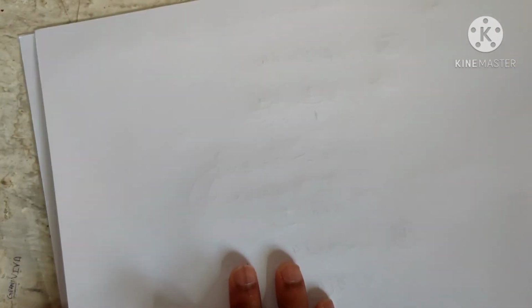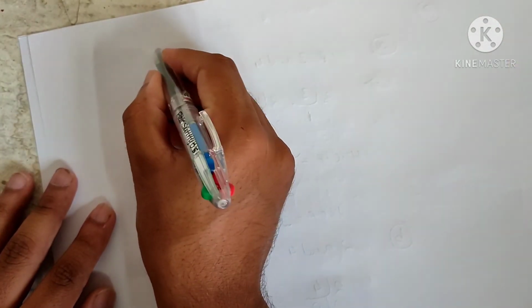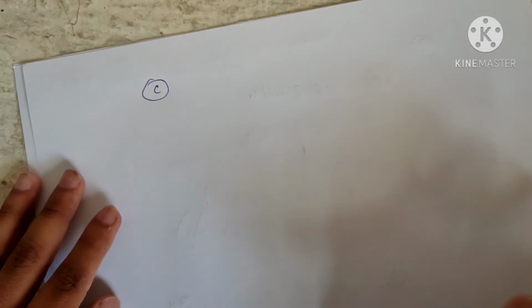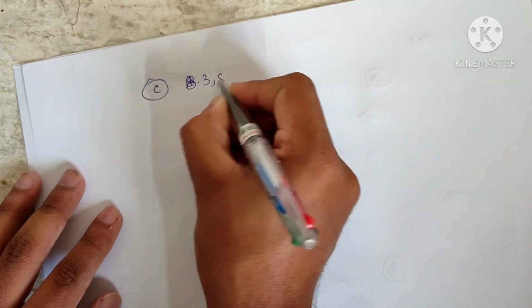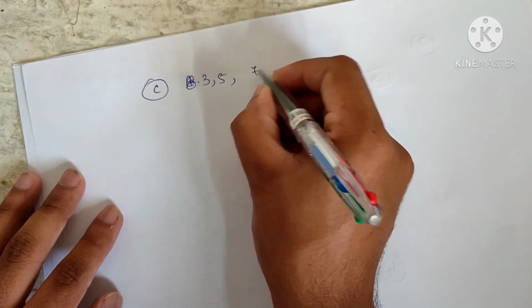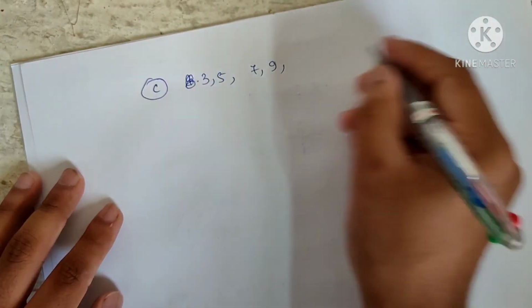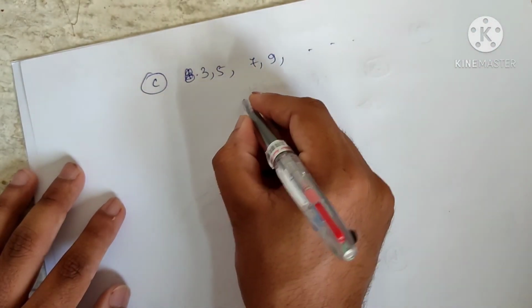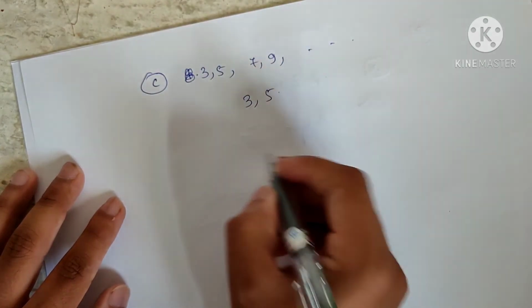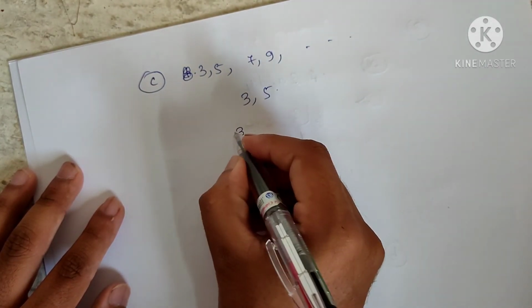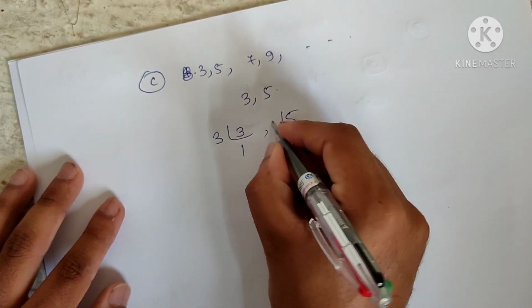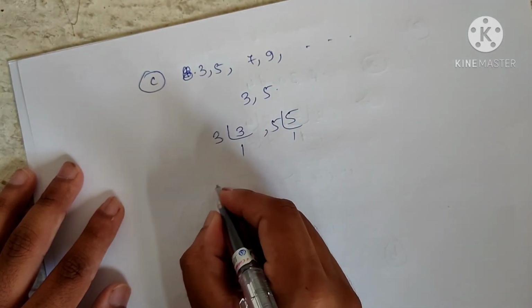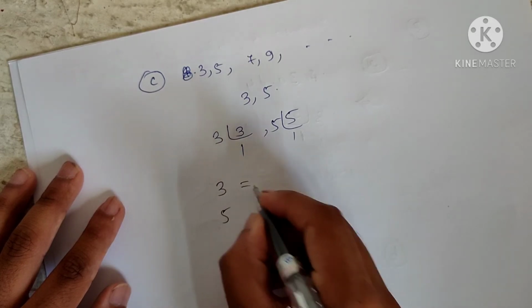Let's see number C. What is the HCF of odd numbers? Number C is saying odd numbers. Take any odd numbers, 3 and 5, 7 and 9. In this way, take any odd pairs. So I will take 3 and 5. By prime factorization, for 3 you will get 3, 1 is 3, and for 5 you will get 5, 1 is 5.